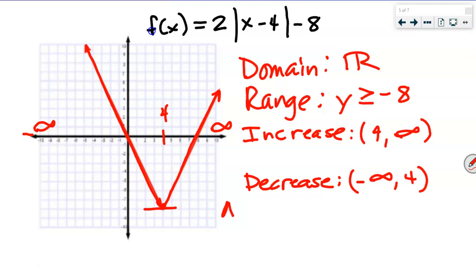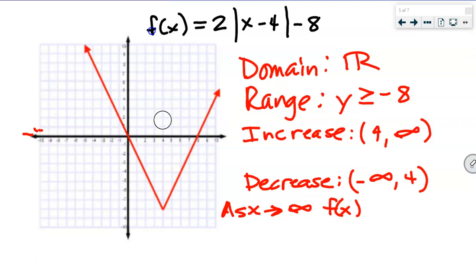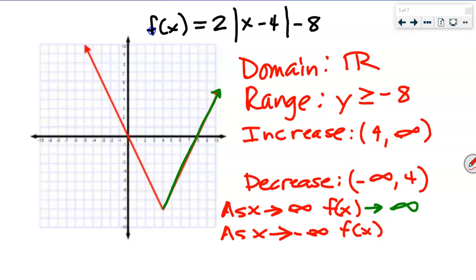Then let's talk about as x approaches infinity, what happens to f of x? So as I'm going, let me go ahead and erase this so you guys can see what I'm talking about. As I'm going this direction with x, what's happening to y, y'all? Yes, it's approaching infinity. Then as x approaches negative infinity, what happens to f of x? So this time we're going this way, right? What's happening to it again? Yeah, it's still approaching infinity, isn't it? Still going up, okay?